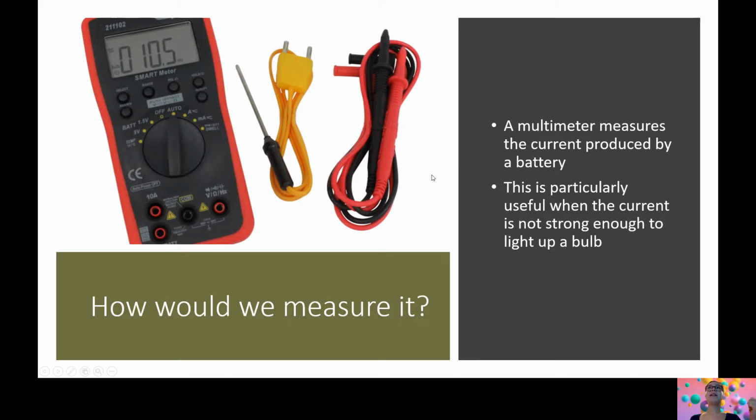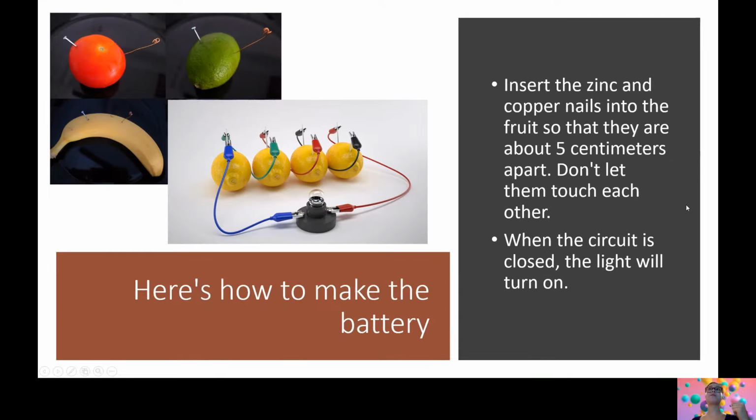So this is a multimeter. It measures the current produced by a battery. It's particularly useful when the current is not strong enough to light up a bulb. So that is how we would measure the current that is produced by our natural batteries. The higher the number, the higher the current, and the brighter the light bulb would shine.